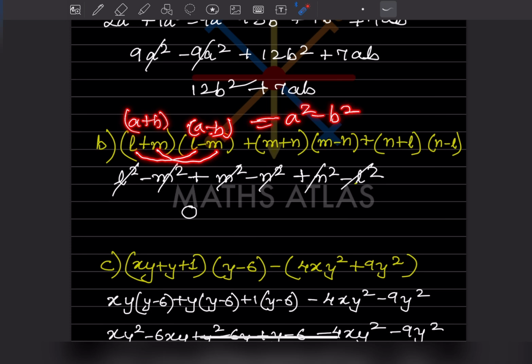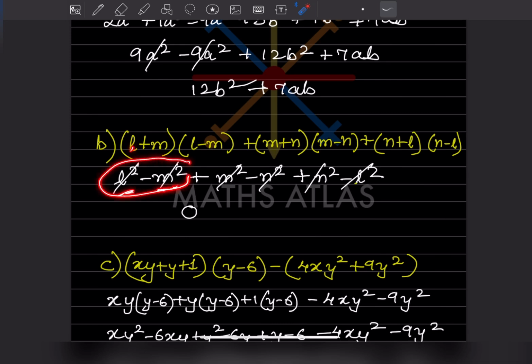So what is a here? L. So L square minus b is m. So this is a square minus b square form. Then this plus as it is. Same over here. We can see this m common. Same. And this also not common, but both are same. So we can consider this as a and this as b. So this will be again the same, a square minus b square. So that will be m square minus n square. So this part is here.